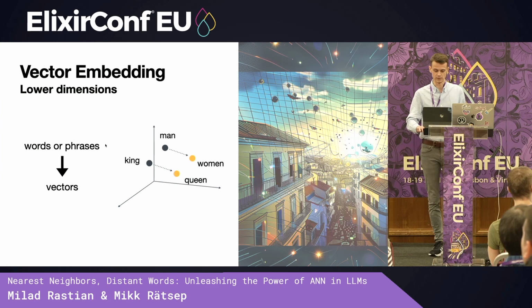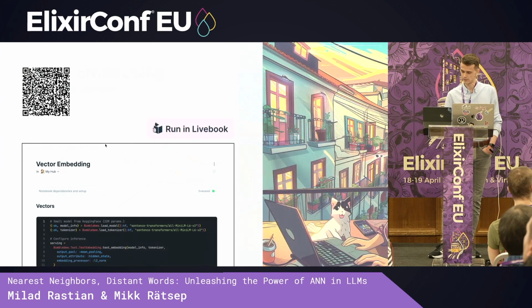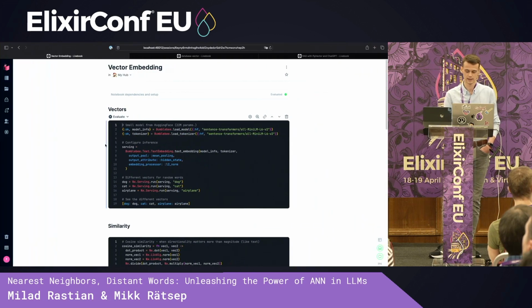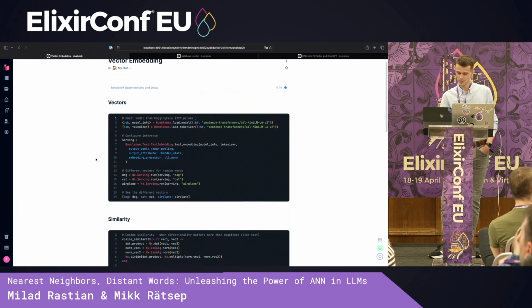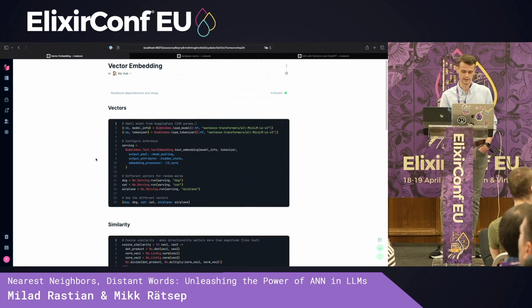Now, let's jump into Livebook to see how these vectors look like and how are they similar. So we set up our dependencies and the NX backend. So for creating vector embeddings, we've chosen a small model from Hugging Face. It only has 22 million parameters, but that's good enough and mainly fast enough for this live demo. We'll create vectors for 3 random words.